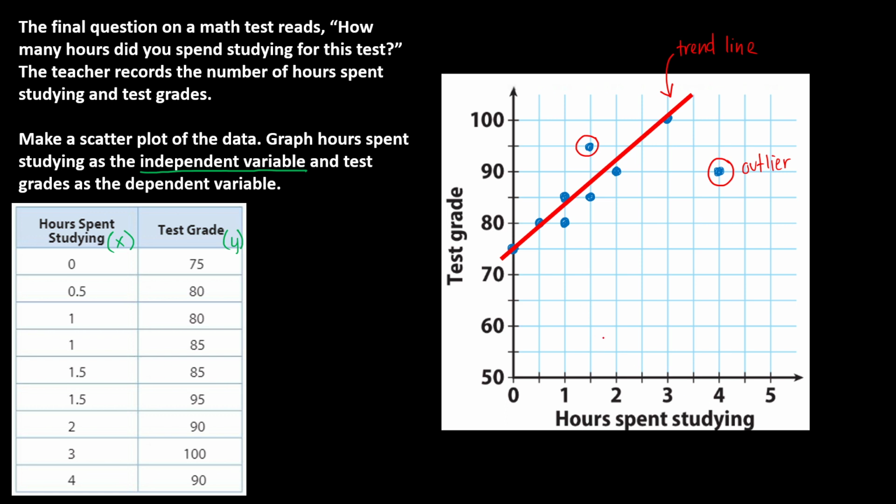Now, what's really important is that we're interpreting this wisely. This is one scatter plot with data from one class. We don't know where this class is. We don't know what content was taught for this test. We only know the hours spent studying and the test grade. So while it may look like as the hours spent studying increases, your test grade increases, that's not always true. So we've got to interpret our data wisely.